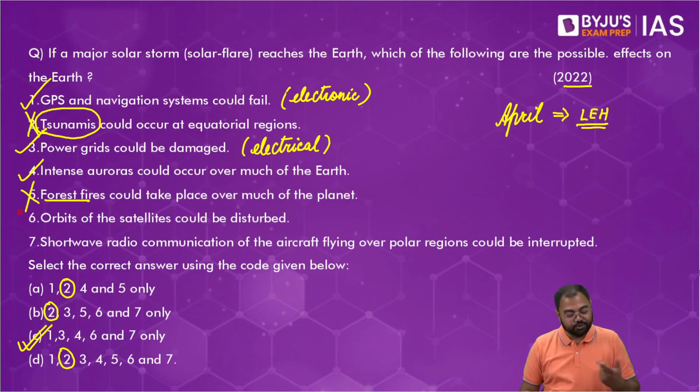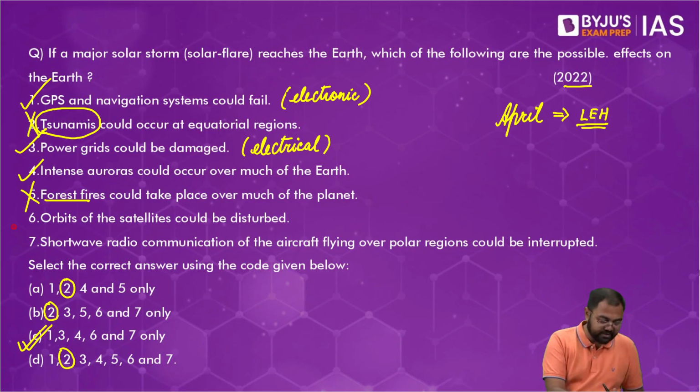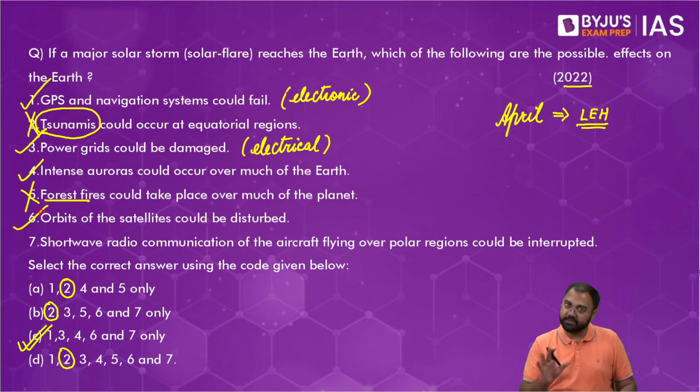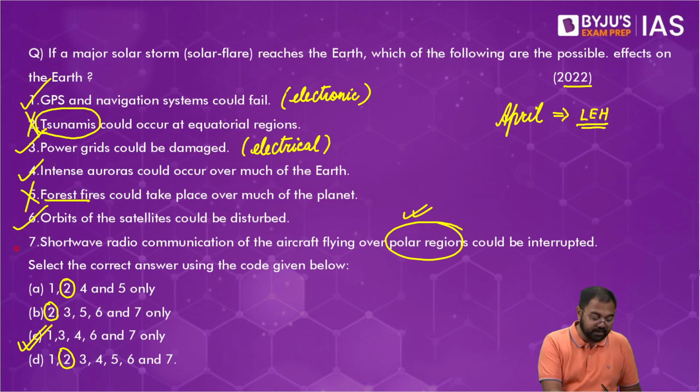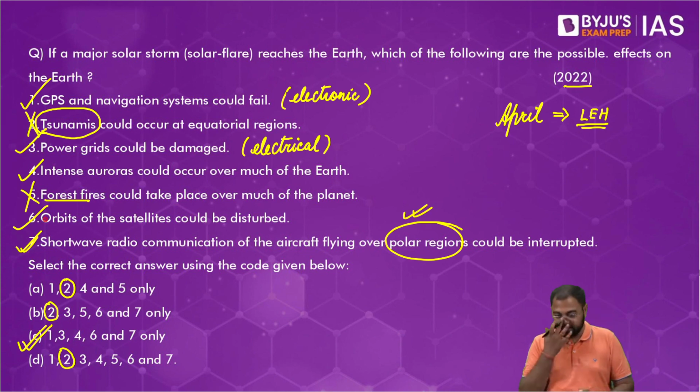Orbits of the satellites could be disturbed. Yes, of course, as we discussed, anything electrical, electronic, magnetic, satellites can be disturbed. Shortwave radio communication of the aircraft flying over the polar regions could be interrupted. Absolutely correct. Polar regions will be the first ones to be affected. So the correct answer is 1, 3, 4, 6, and 7. This was an easy question, it came in 2022.